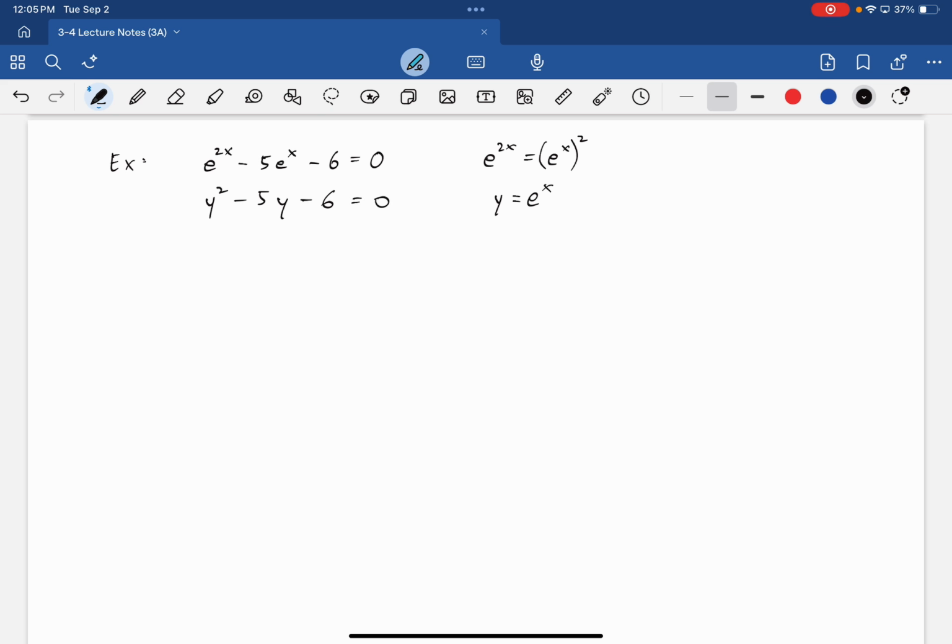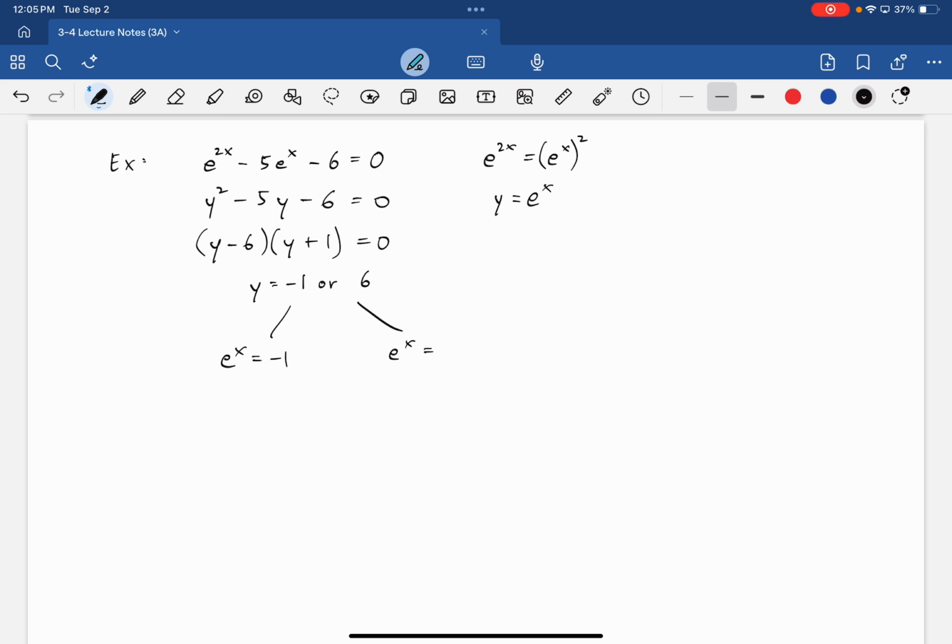Of course, we all know how to factor this. This is y minus 6 times y plus 1. And so that gives us y equals -1 or positive 6. Okay? So that simplifies into two cases. Either e to the x equals -1 or e to the x equals 6.